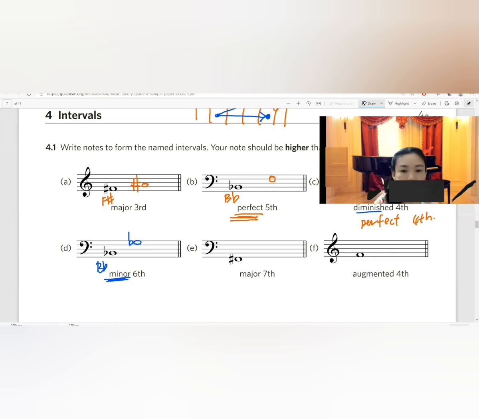For major 7, F sharp major, if this is F sharp major, the E should have a sharp. So major 7, which means this is in F sharp major, so the E has a sharp.